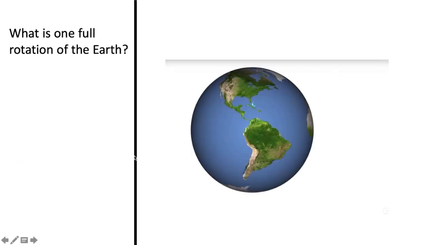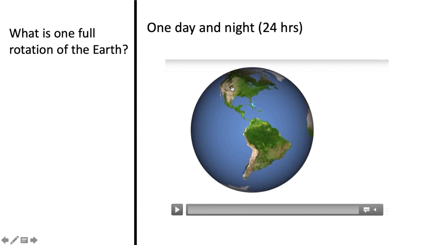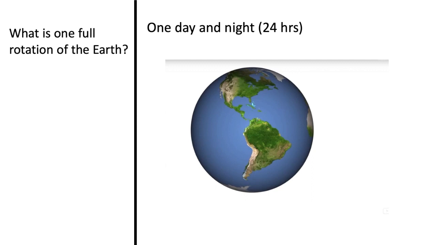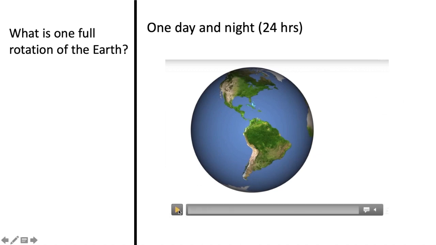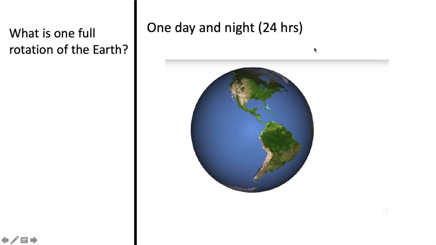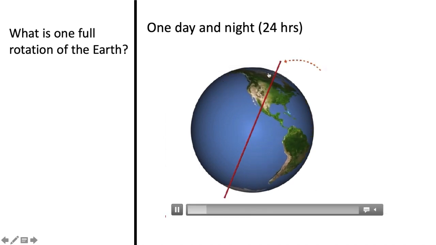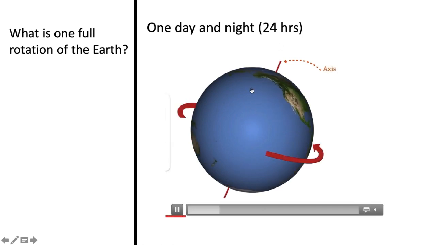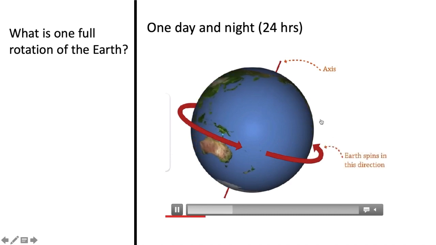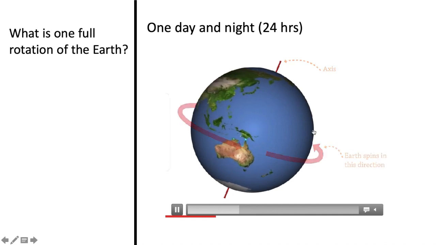One full rotation of the Earth causes day and night. This full rotation is 24 hours that it takes in order to get all the way back around, and we experience one full day and one full night. So remember here that we have the axis point is straight through where the red line is, and we have a tilt. There is a tilt of the Earth of about 23.5 degrees, and here we have the spinning in the counterclockwise direction.